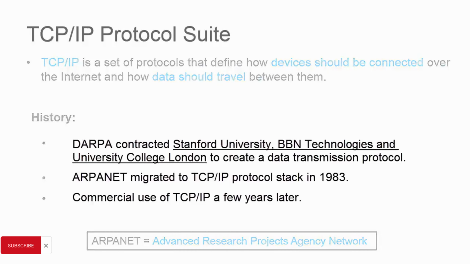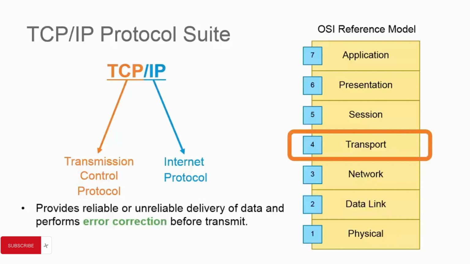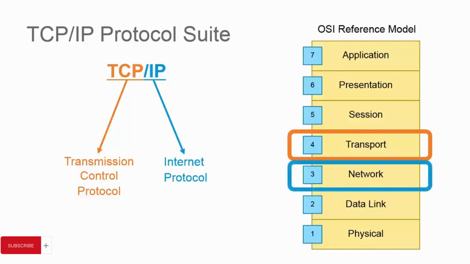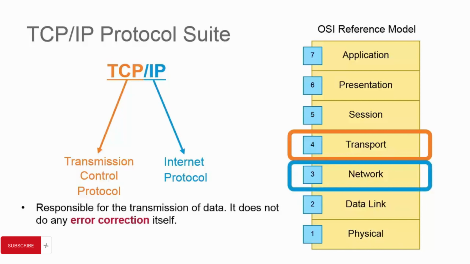TCP/IP is actually two protocols, but they're used together so often that people think of them as a single protocol. TCP operates at layer 4 and is responsible for making sure that when a source device sends data, that data arrives at its destination. IP operates at layer 3 and is responsible for the transmission of data. It doesn't do any error correction itself.